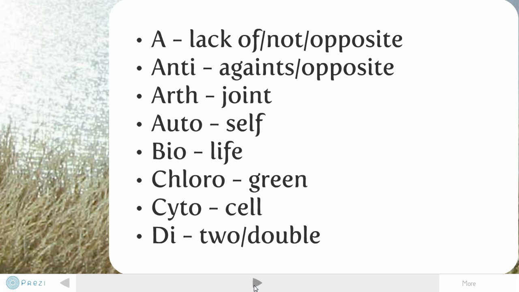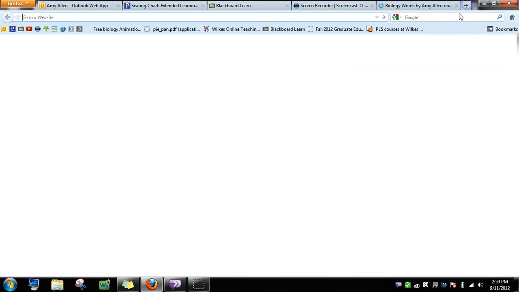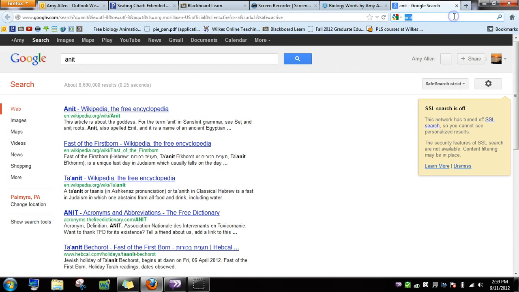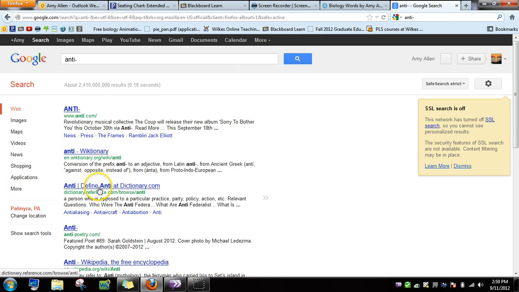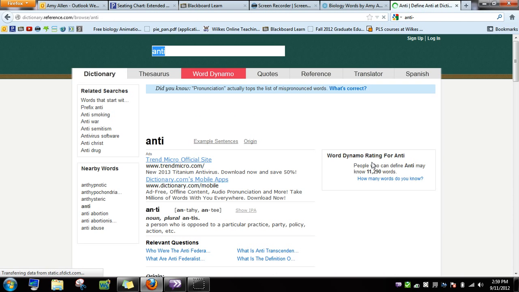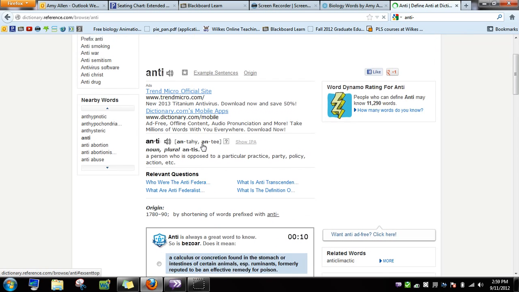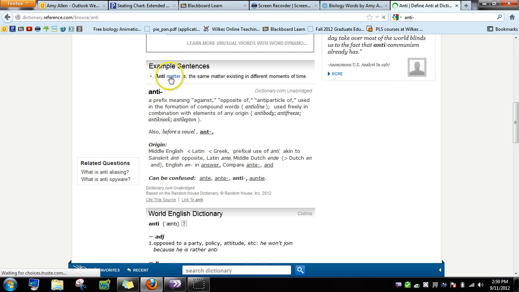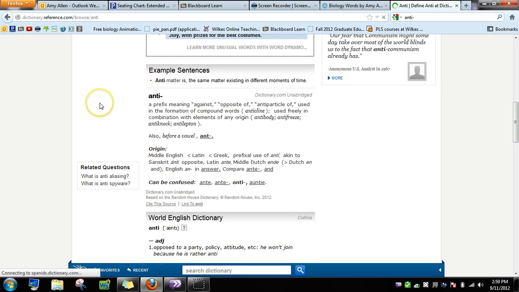You need to choose 2 of these prefixes. You need to find a word that has that prefix, and then you need to put that word in a biology sentence. Let me back up, pull up a resource. I'm going to start with anti. I would go to a dictionary. Looking at the anti example words: antimatter. Is that a biology term? No.